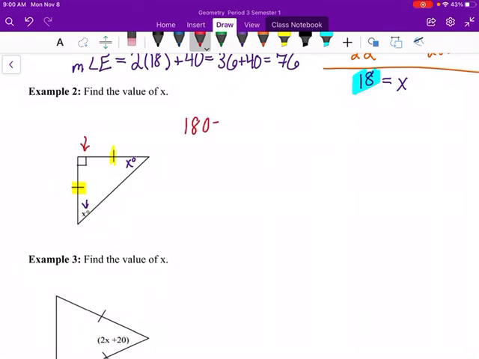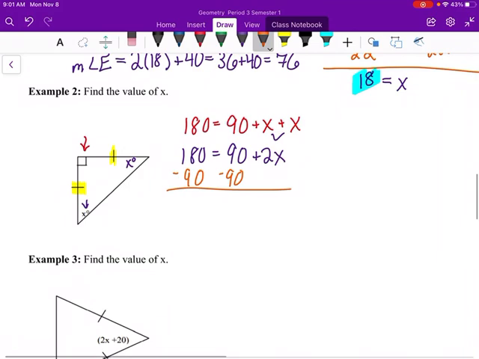If we set up our equation, we know 180 is equal to 90 plus X plus X. We could simplify by combining any like terms. X plus X is equal to 2X. Then we can go ahead and solve. We can subtract 90 on both sides, and we would be left with 90 equals 2X.